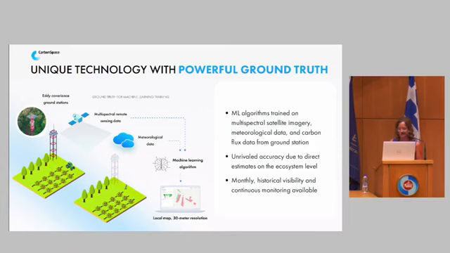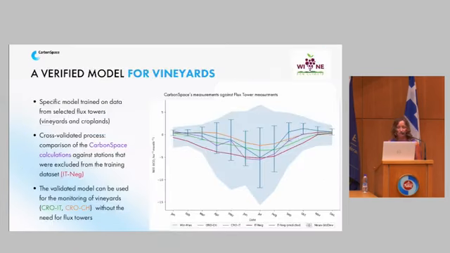vineyard. And so how can we be sure that this is working also for vineyards? Because as Michel said previously, how can we change something that we can't measure?